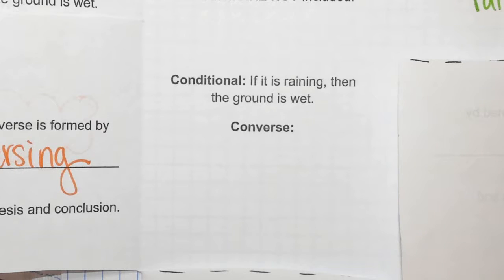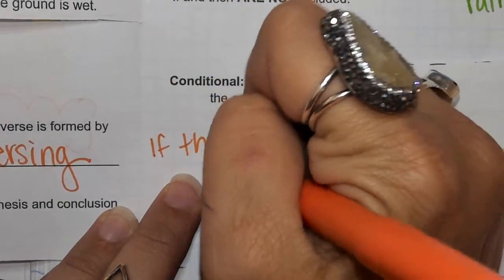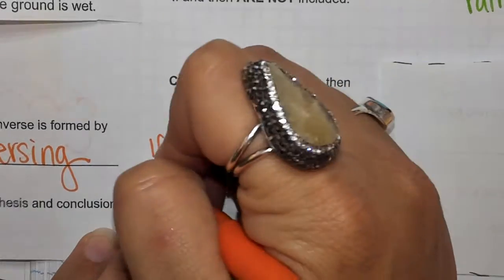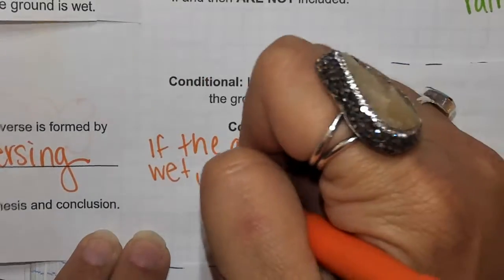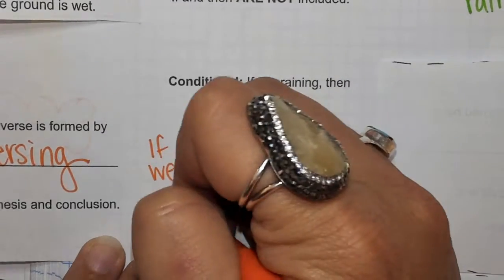No. Flip just the hypothesis and the conclusion. Leave if and then in the same place. If the ground is wet. Ainsley's telling us, if the ground is wet, then it is raining. Take a point. If the ground is wet, then it is raining.